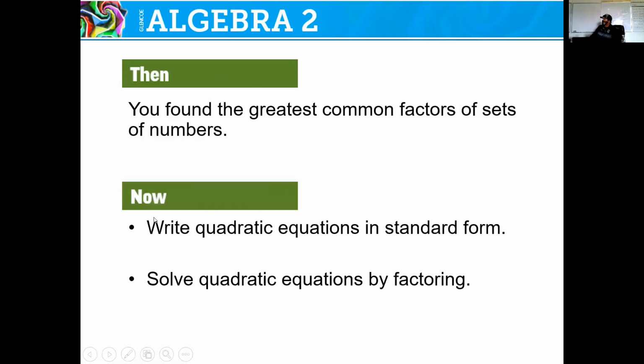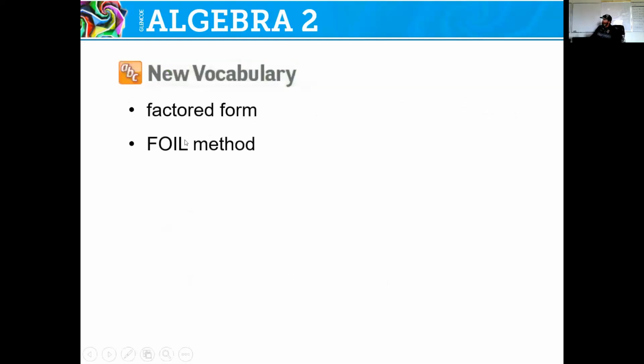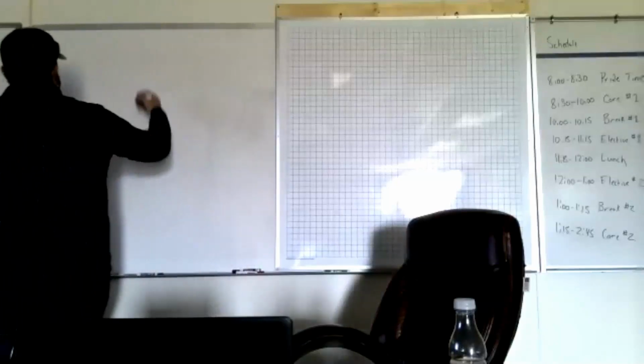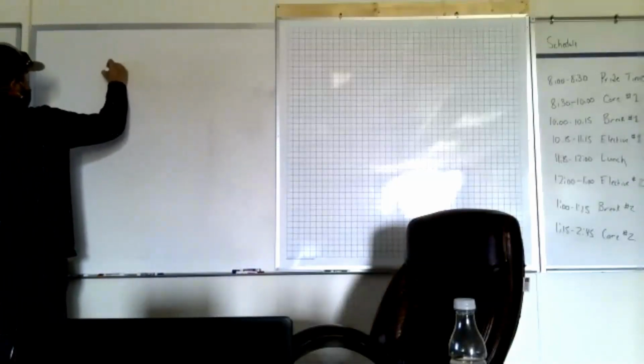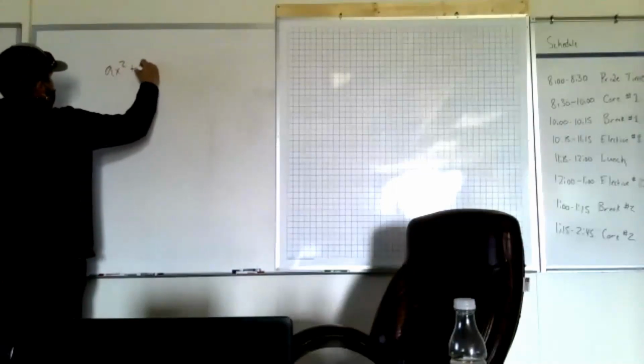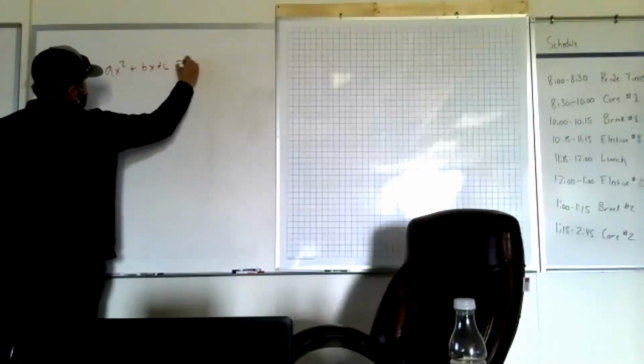Okay, so we're trying to still find roots, but we're going to do it wholly algebraically today. So first thing is we're going to write quadratic equations in the standard form, and we're going to solve quadratic equations by factoring. Okay, standard form of a quadratic equation is ax squared plus bx plus c is equal to 0. Okay, the factored form. When you're talking about factored form, we're given equations that are listed like ax squared plus bx plus c, and those are going to be equal to 0.